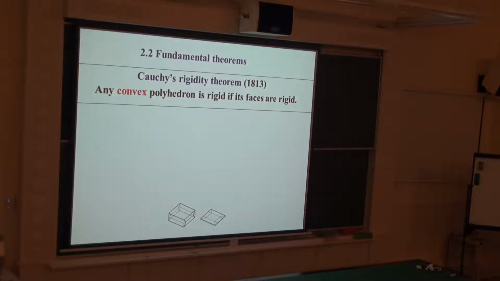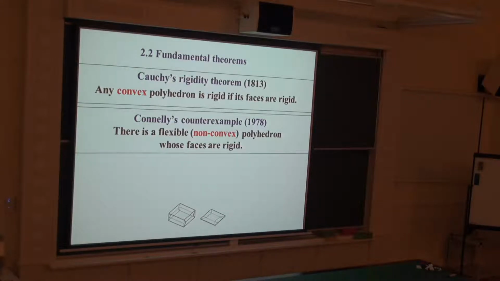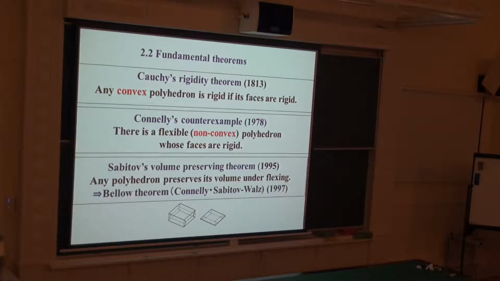And there are fundamental theorems. Cauchy's rigidity theorem says any convex polyhedron is rigid if its faces are rigid, so it can only transform into a congruent polyhedron continuously. If we take off the assumption of convexity, then Connelly showed a counterexample. There is a flexible non-convex polyhedron whose faces are rigid. However, Sabitov proved the volume preserving theorem. It says any polyhedron preserves its volume under flexing. It's called the bellows theorem.